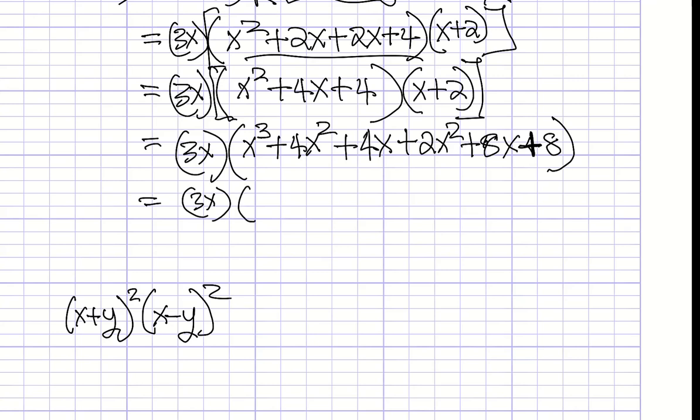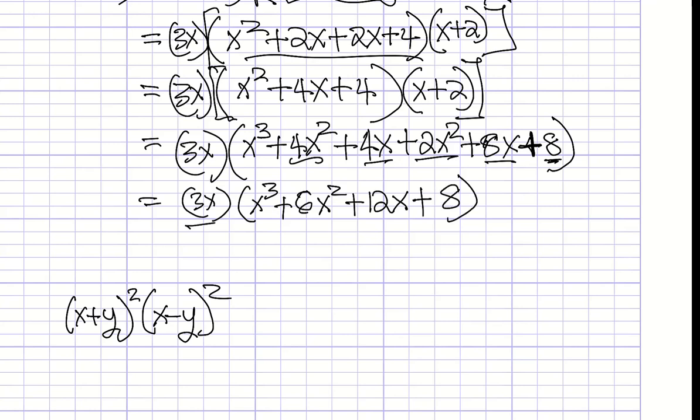Let's simplify inside. We have x raised to the power 3. These combined with that, we get 6x raised to the power 2. This combines with that, we get 12x, okay? Plus, and then we'll have this left there, say 8. So we multiply out. What do we get? We'll get 3x raised to the power 4. Alright?